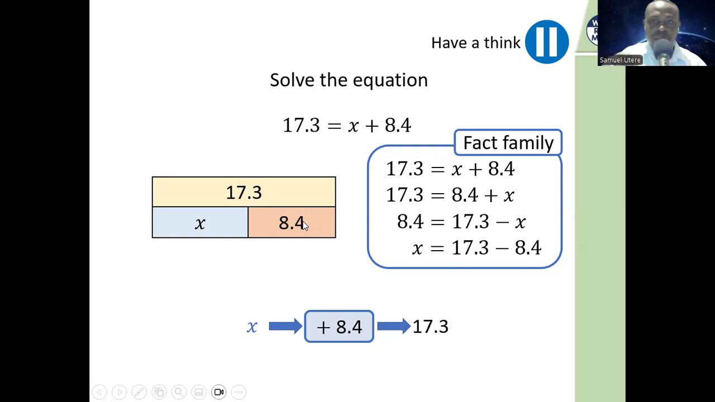Now, if you take a look at it as a function machine, we're putting in x, we add 8.4, we get 17.3. That's what this equation is, right? So remember what we did earlier. If you have an output, but you're looking for the input for a function machine, what do we do? Drum roll, what's the word? Inverse operation, right? So instead of adding 8.4, we subtract 8.4, and we get exactly the same result that we get here.